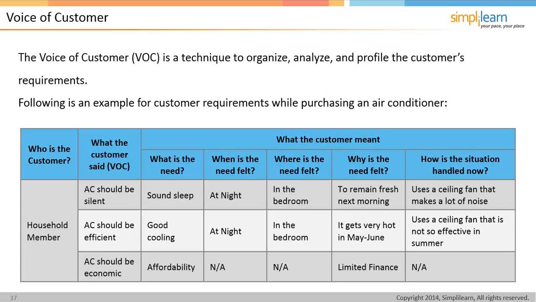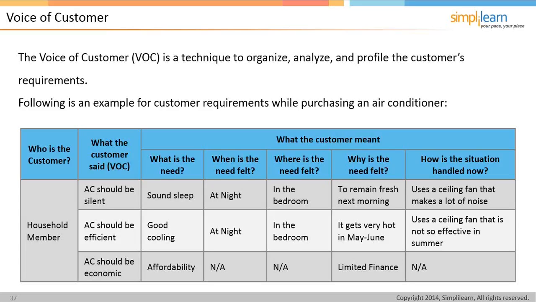Following is an example for a customer requirement while purchasing an air conditioner. So who's the customer? It happens to be a household member. Maybe it would be a commercial air conditioning company, maybe an HVAC company, for example. But in this case, it's a household member. And just as we know it's a household member, that would, of course, exclude those people that weren't. So if it was a commercial customer, this would not be appropriate. So by defining who the customer is clearly, like it is here in this example, that will be helpful and help avoid making some erroneous assumptions.